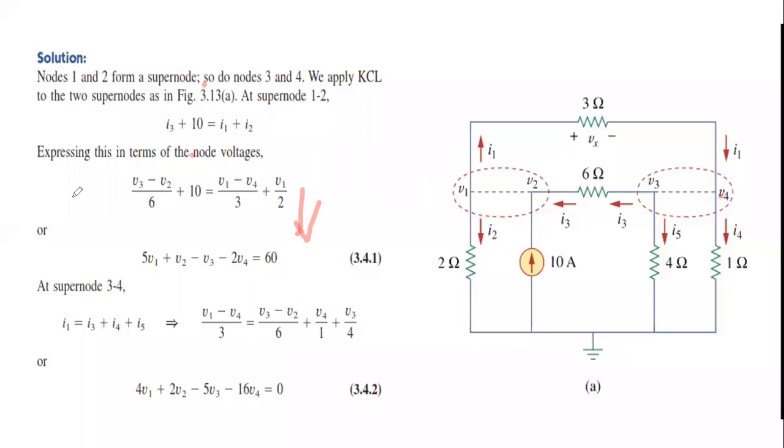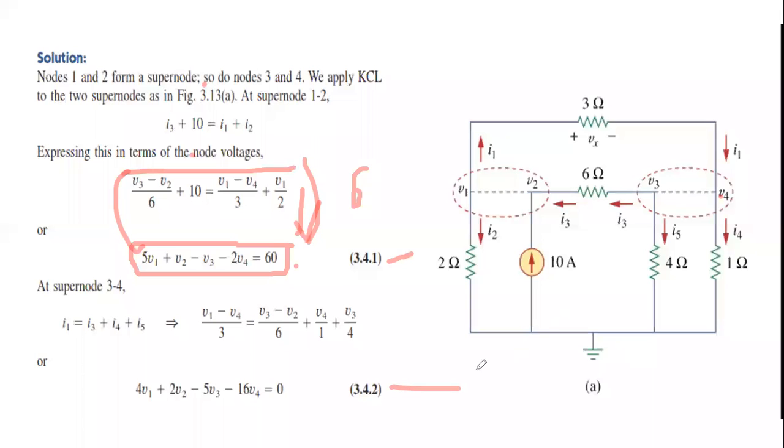You can multiply the whole equation by 6. 6 will be cancelled. This will become 60. This will become 6V1. This will be 2V1 minus 2V4, and this will be 3V1. So again, you can simplify it and you can get it. It is just mathematics, and I hope that you know how to simplify the equations. So this equation can be simplified and we can get this one. So we have this equation number 1 and this equation number 2.